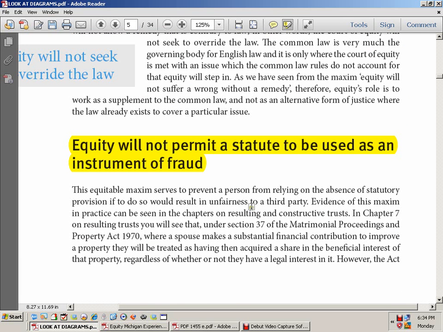Equity will not permit a statute to be used as an instrument of fraud. Well, this happens on IRS cases, 18 USC whatever they put down, right, that they're going to use. But it's being done in fraud. First of all, the damn thing's never been passed. Okay, so if they're using a statute against you, it doesn't matter if they're doing it in fraud.